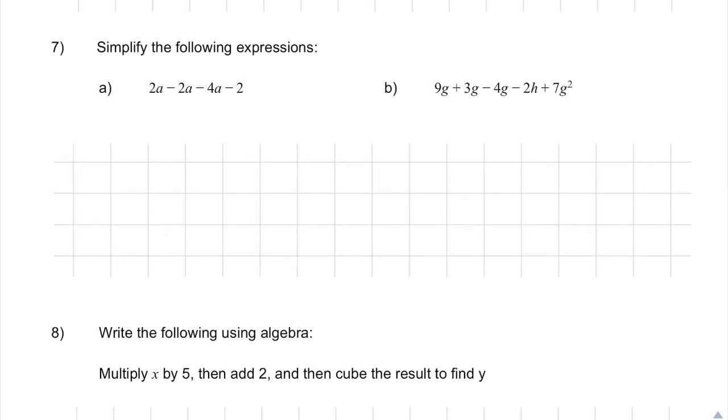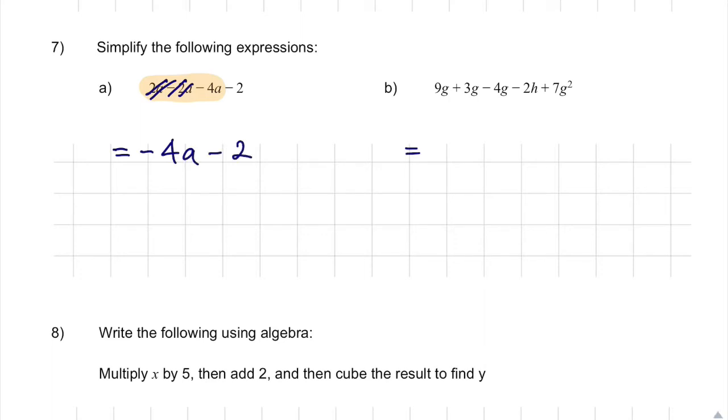On to the next question. We're simplifying some expressions. And the first thing I like to do here is to highlight the common terms. And it's anything to do with these ones here, the A terms. So what I've got is a 2A minus a 2A. Well, they're just going to cancel, so I'll just cross those off. I'm left with the minus 4A minus the 2.